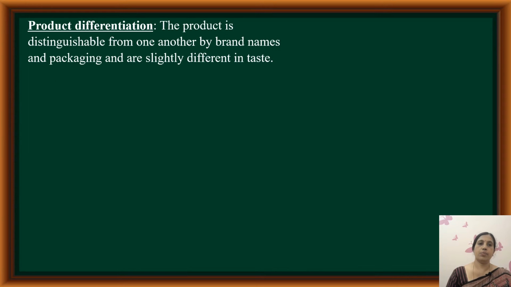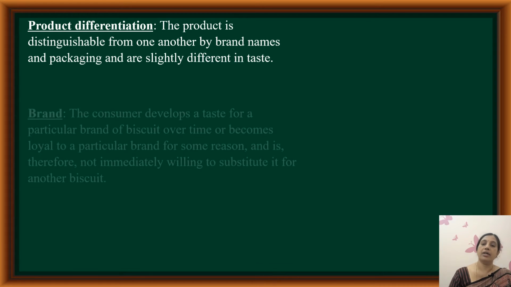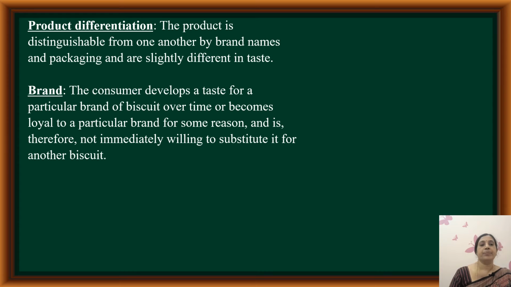Let us discuss product differentiation. What do you mean by product differentiation? The product is differentiated either by brand name, packing, or taste. Under monopolistic competition, the products act as close substitutes but not perfect substitutes, as the products are differentiated.